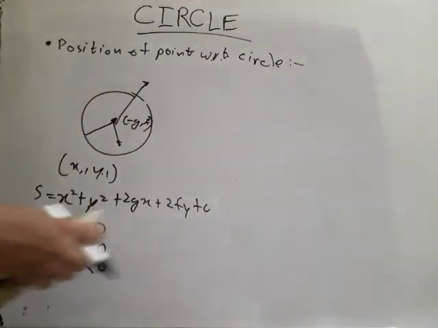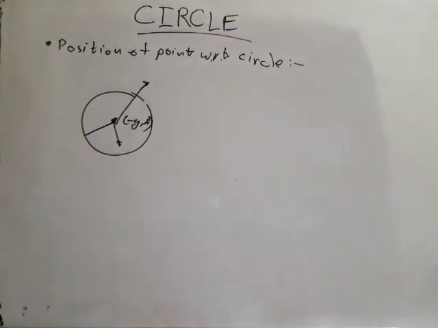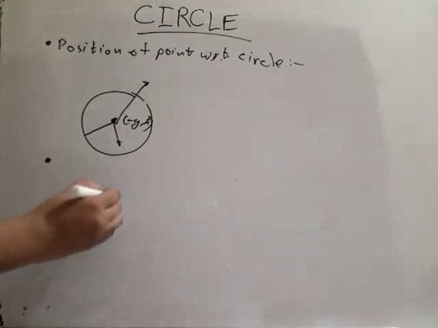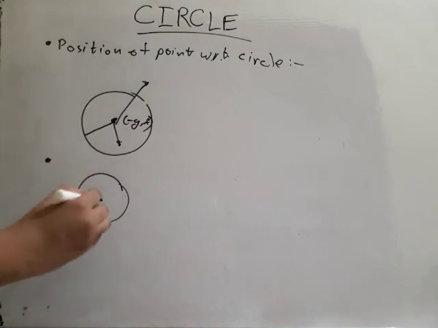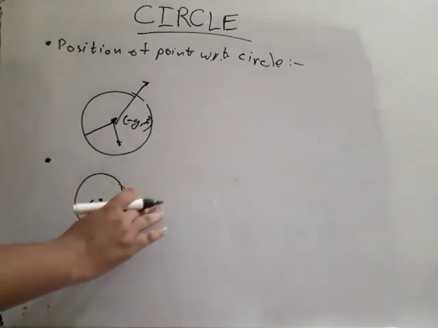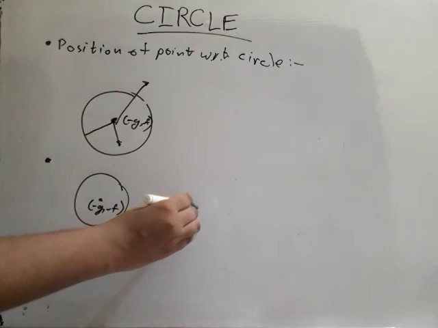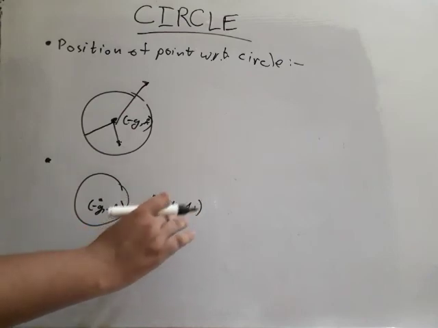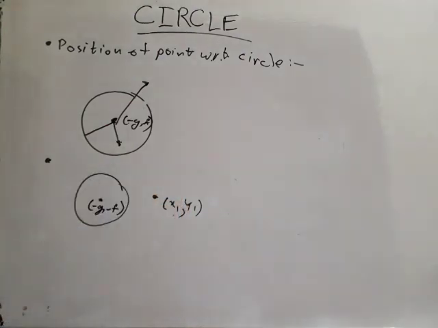Now, what is the maximum and minimum distance of a point from a circle? Suppose this is the circle. We have been given the equation and we have taken out the center, which is minus g comma minus f. And we have been given an arbitrary point, x1 comma y1. Now, what is the maximum distance and minimum distance of this point from the circle?